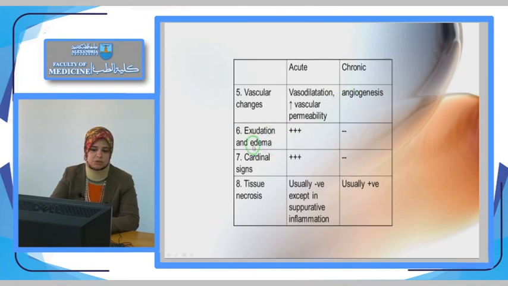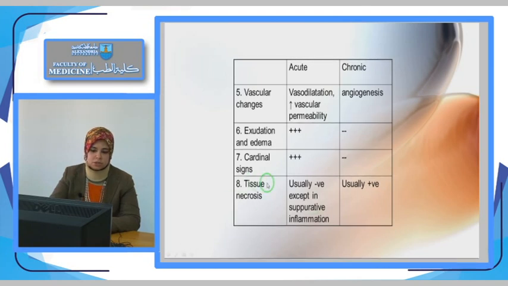Exudation and edema. الاكزوديشن والإديمة بتحصل اكتر في الاكيوت لان بيحصل vasodilatation و increased vascular permeability. وال increased vascular permeability allow the passage of plasma proteins وبتعمل لي الاكزوديت which is a protein rich fluid زي ما اتفقنا. The cardinal signs of inflammation بتحصل في الacute inflammation وسميناهم اللوكال cardinal signs of acute inflammation while إنها ما بتحصلش في حالات chronic inflammation.